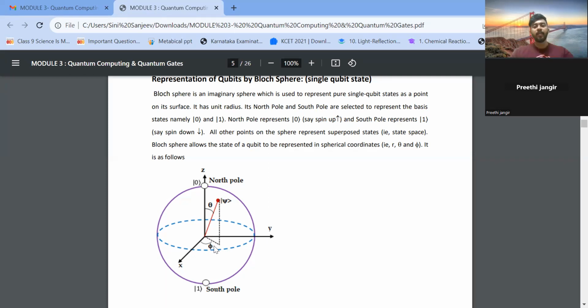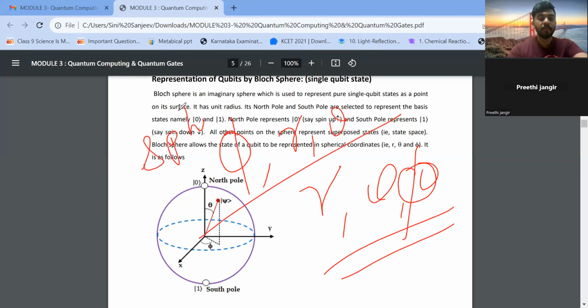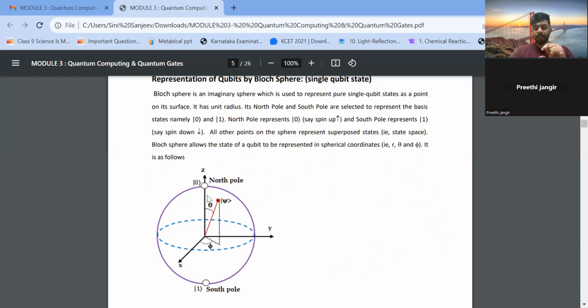Perfect. So what I was telling is there is the North Pole. The North Pole is represented as 0, that is spin up. The South Pole is represented as 1, spin down. And one more thing is r, theta, and phi, which will be my spherical coordinates. If they ask you about the representation of qubits by the Bloch sphere, the mandatory way is to draw a diagram and mention these three things: r, theta, and phi respectively.